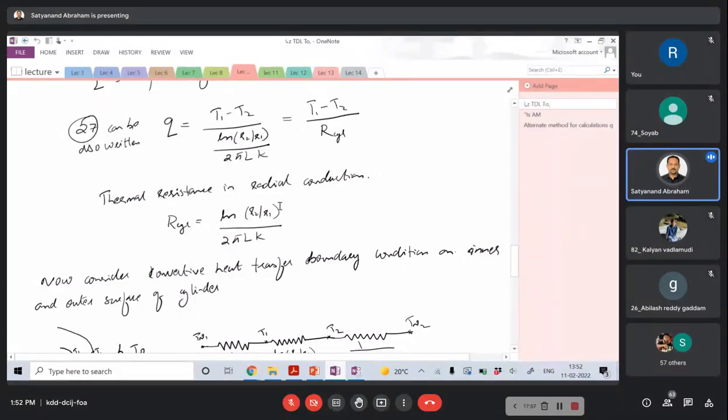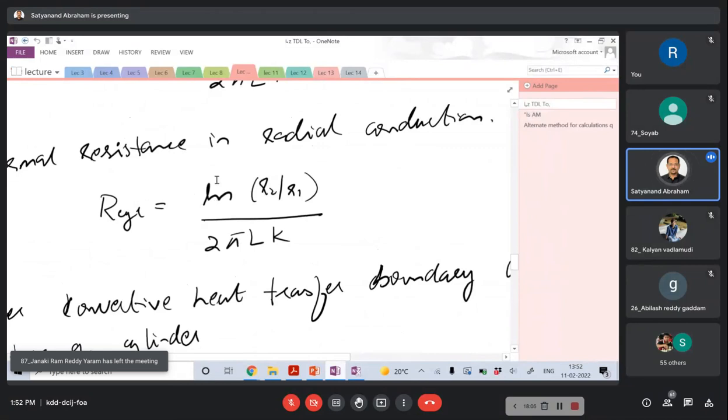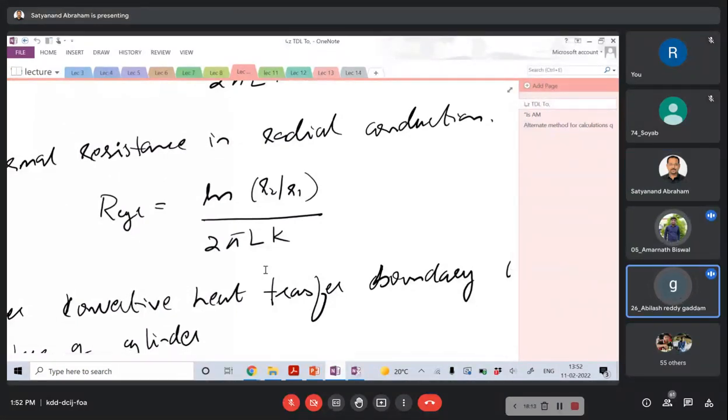Can we use this relation directly for section A as well as B? No, sir. We need to change the area. Yes, very good. So how can we change the area? Where does the area come into the picture over here?